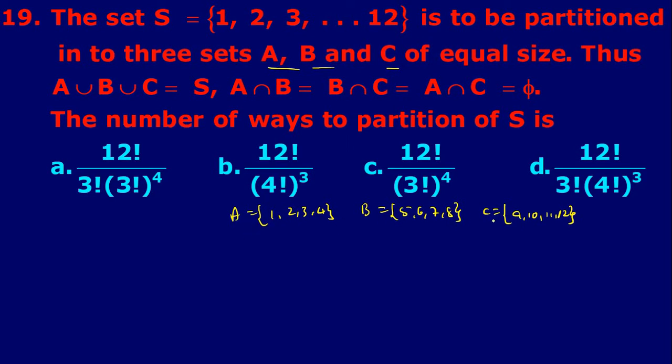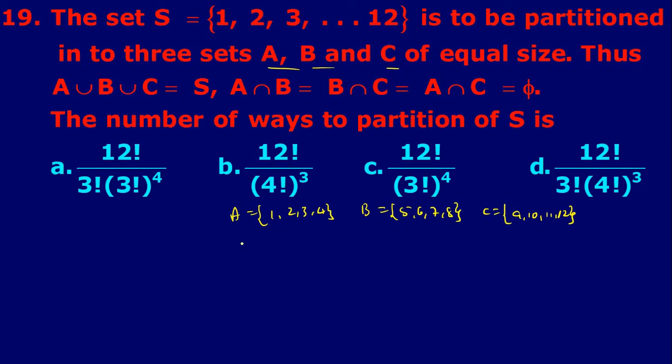So here A, B, C are three sets of equal size. And one more condition: there should not be a common element in these three sets. That is, A intersection B is the empty set, B intersection C is the empty set, and C intersection A is also the empty set. This type of set is called a partition of S.